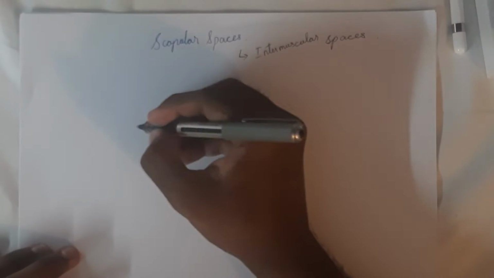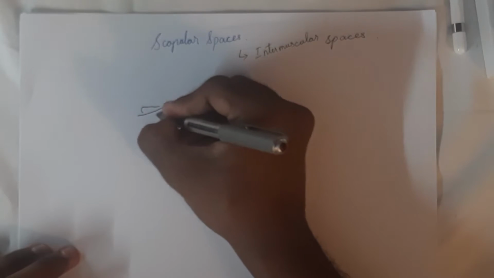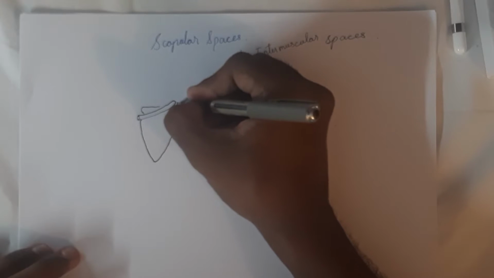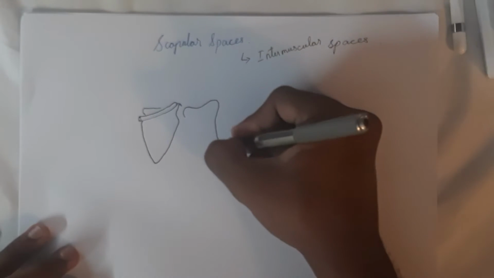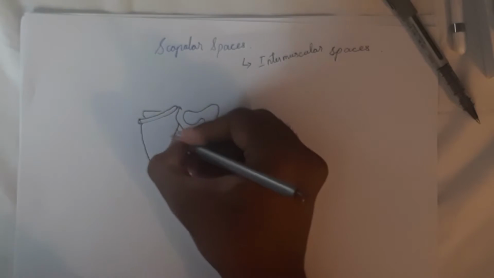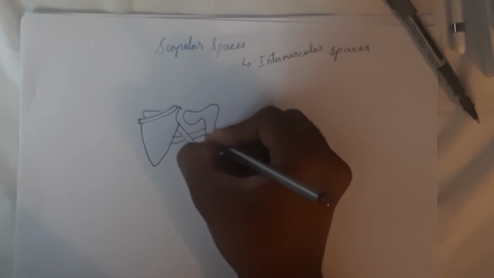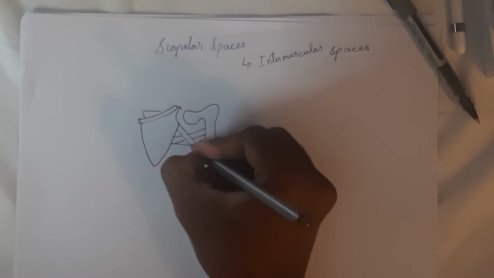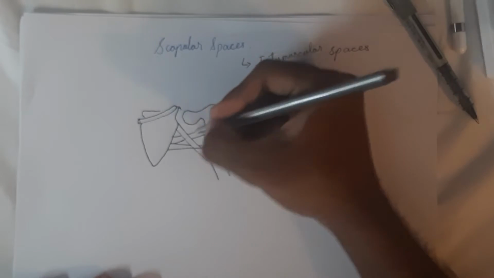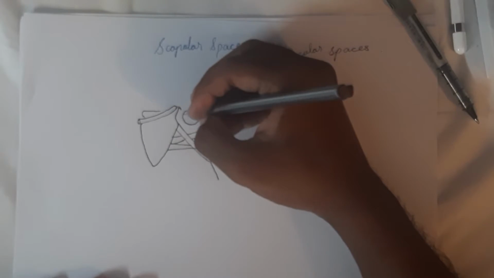Okay guys, the topic that we will be dealing with now will be the scapular spaces. First and foremost, it is an intermuscular space. Now moving on to the intermuscular spaces diagram, you'll have to draw the scapula along with its spine, and then the humerus along with the head of humerus and the shaft of humerus. And then you should draw the long head of triceps, the teres minor and the teres major.